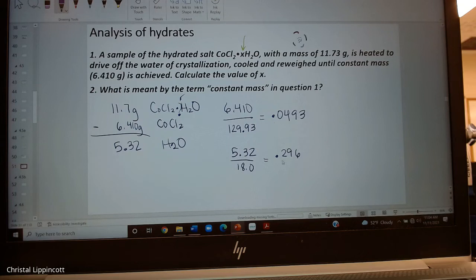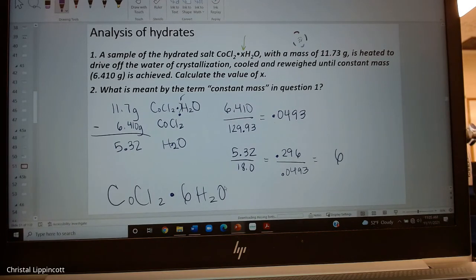All right, so I'm going to divide this by 0.0493. When I do that, I end up with a 6. So we wanted to know x equals 6. So the formula for this would be CoCl2·6H2O. We would call that cobalt chloride hexahydrate. Okay, everybody cool with that?